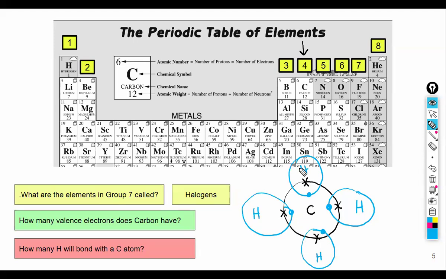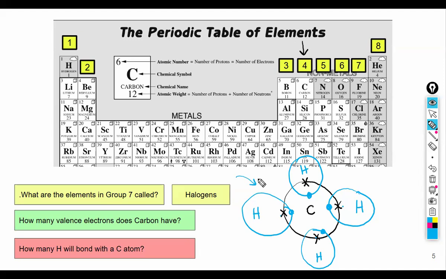And you notice why it's 4? Because when 4 hydrogens bond with 1 carbon, then carbon ends up with how many? 8 electrons. Look at it here. 1, 2, 3, 4, 5, 6, 7, and 8. Now, here's the thing. This diagram looks a little bit too complicated. Suppose you had to draw that 10 times in the exam. It's going to be a real headache to draw.